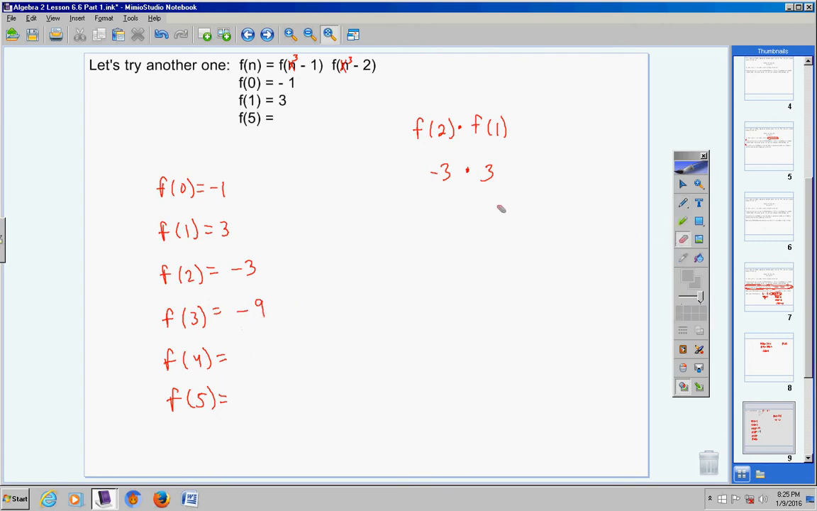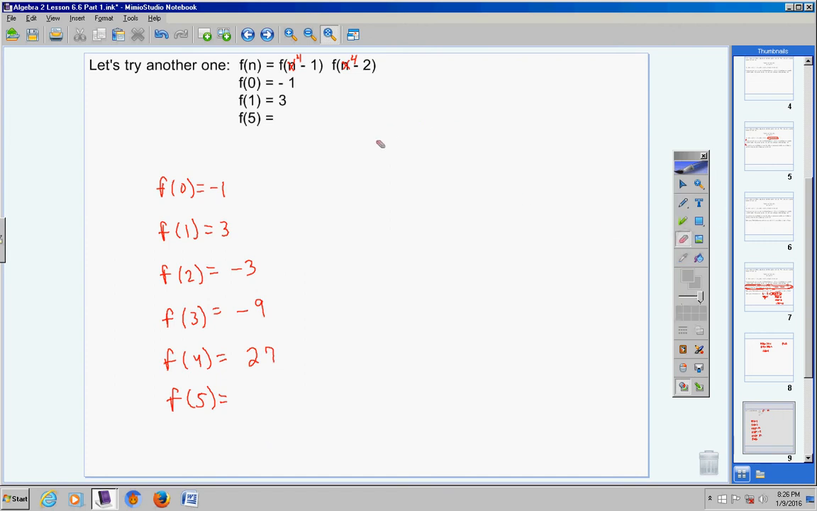Now let's find the value of f of 4. We're building up to our answer, which is f of 5. So where the n is, I will substitute 4. Where the n is, I will substitute 4. 4 minus 1 is 3. 4 minus 2 is 2. What is f of 3? Negative 9. What is f of 2? Negative 3. Multiply those two numbers together. Positive 27. Alright?